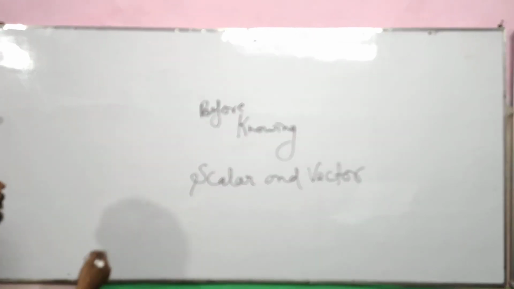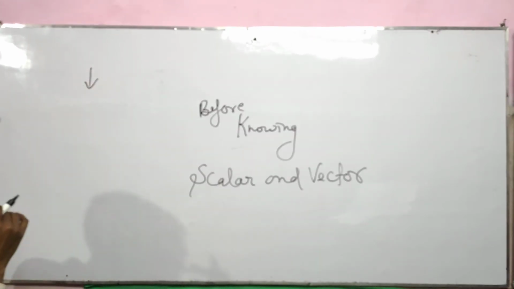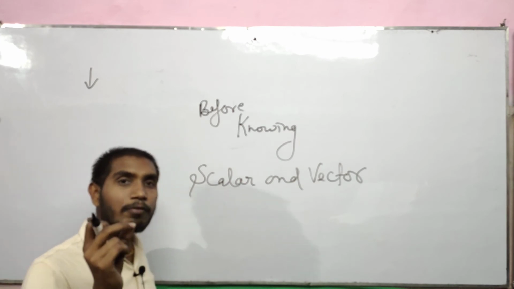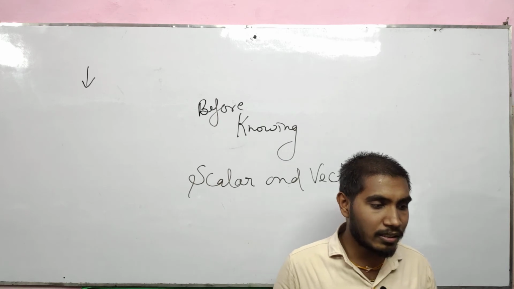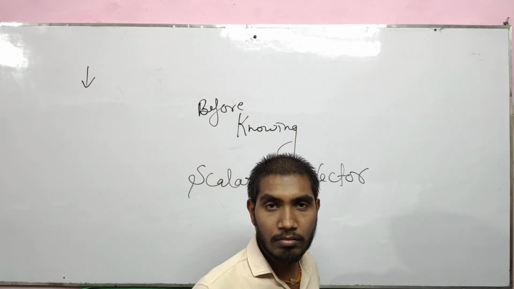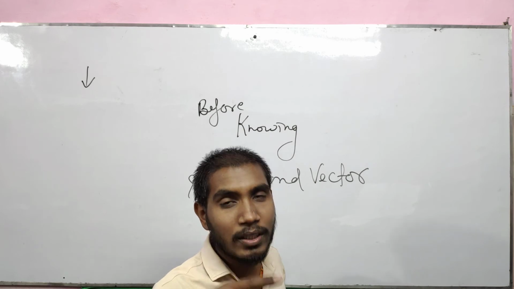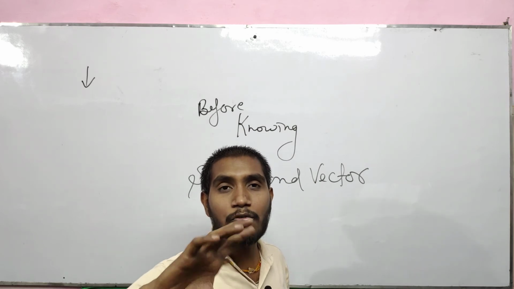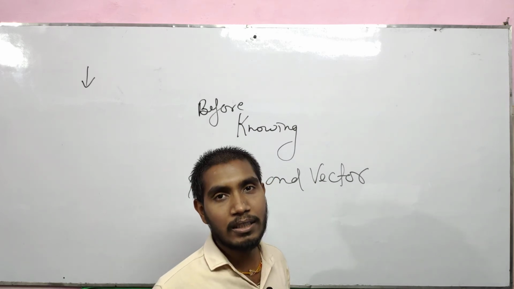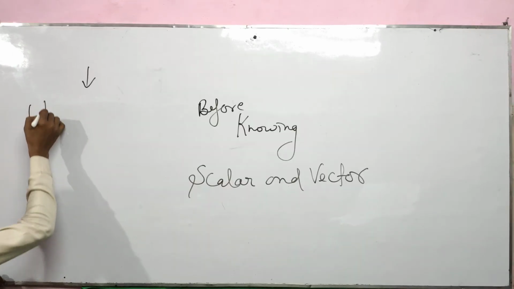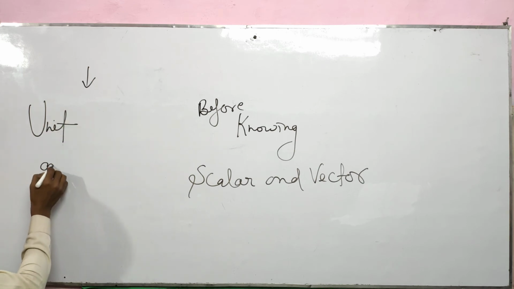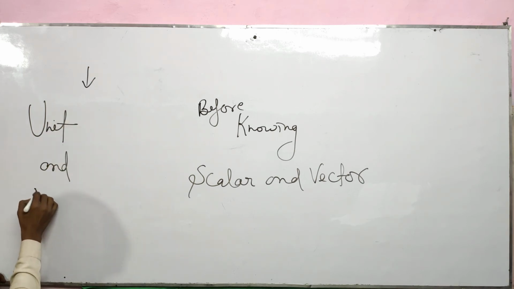But you have to know something else. To measure physical quantities, you have to know two other things. The process of measurement of physical quantities involves two things: unit and magnitude.